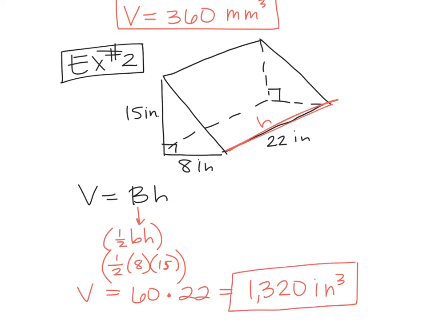Okay, so just make sure when you see that capital B, don't just assume it's a rectangle and do base times height. It might be a triangle, 1/2 base times height. It might be a hexagon. If it's a hexagon, you're going to do 1/2 AP.